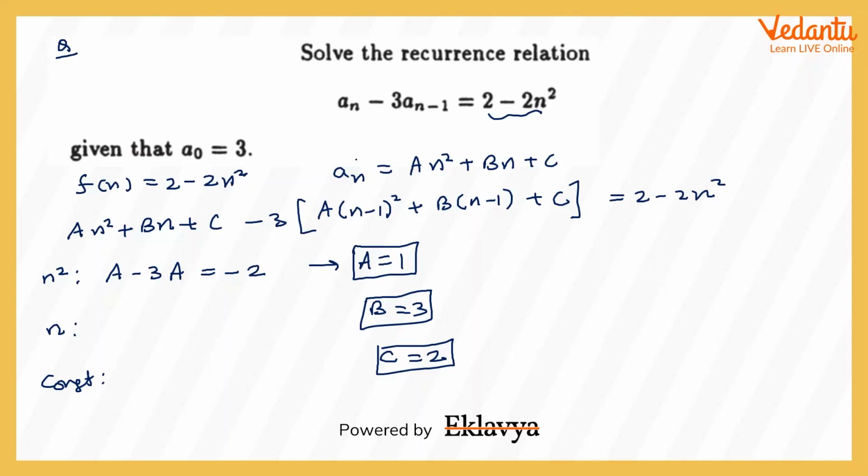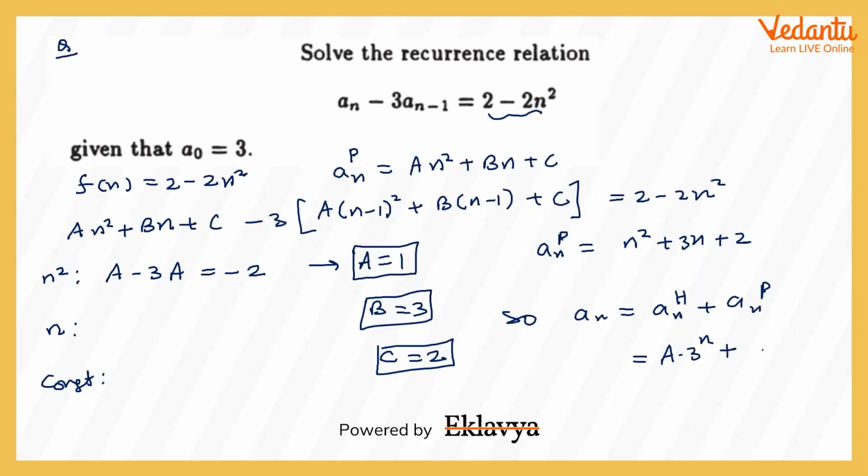So what is my particular solution? I think I forgot this p here. So a_n^(p), the particular solution, is n square plus 3n plus 2. So what will be the complete solution? The complete solution will be a_n^(h), the homogeneous part, plus a_n^(p), that is the particular solution. So here it becomes a into 3 power n plus n square plus 3n plus 2.